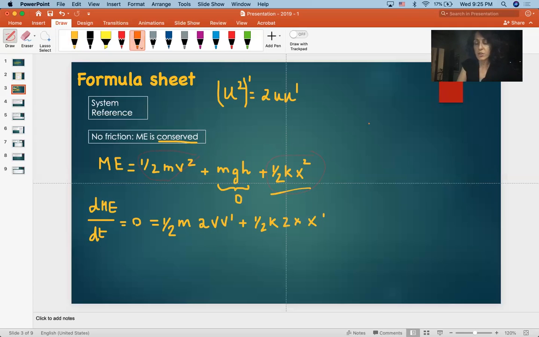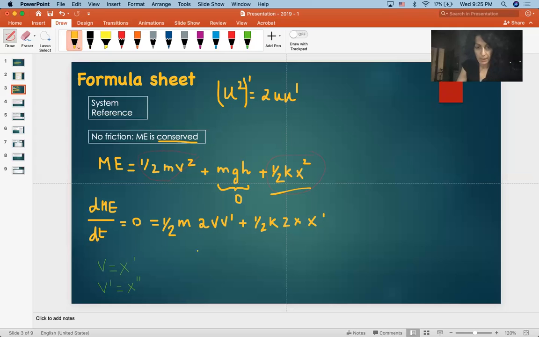By the way, if I change the color of my pen, I'm gonna probably pick green. I'm gonna say that, remember, v is by definition the derivative of x, okay? And v prime will be x double prime because I want everything to be written in terms of x.